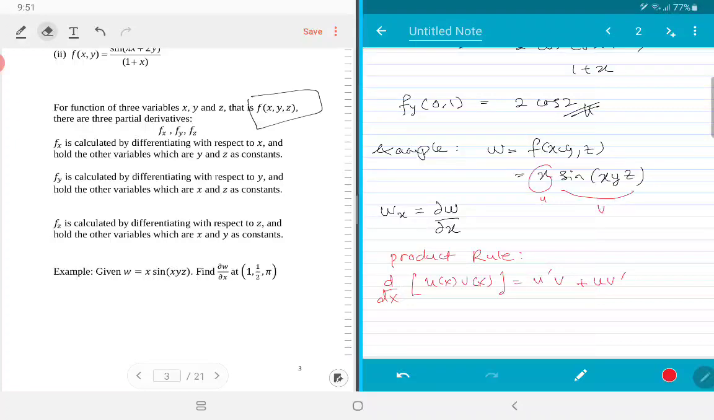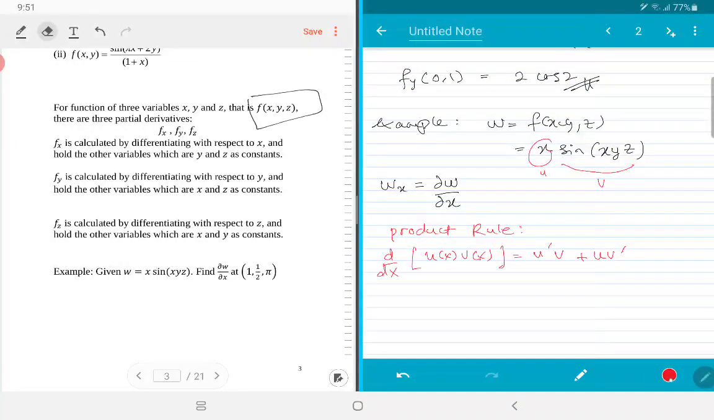Some of you can do this very quickly. So partial w partial x. We differentiate the first function first. In this case, we want to differentiate u. So u in this case is x. Differentiate x with respect to x, we get a 1. Not very professional there, but I'm going to write it down anyway.